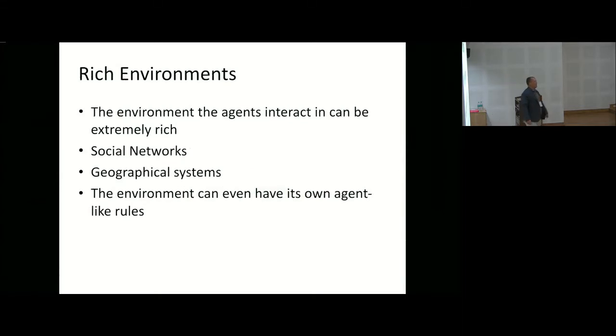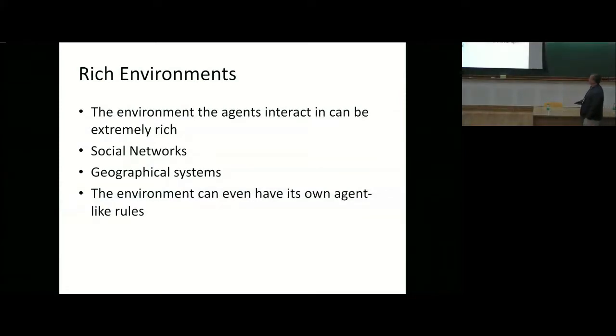So the rich environments, right? The environments the agents interact in can be extremely rich. We've already seen social networks, right, where we've kind of teamed up. And we've seen a little bit of geographical systems, right? So we've seen agents embedded on real worlds, where they're making decisions about the GIS data in there. The environment itself can even have its own agent-like rules, right? So an individual square in the environment can take actions based upon what they see in the system, right?